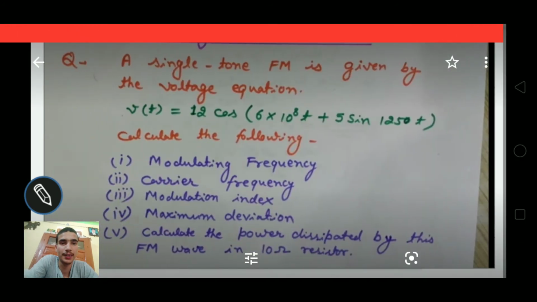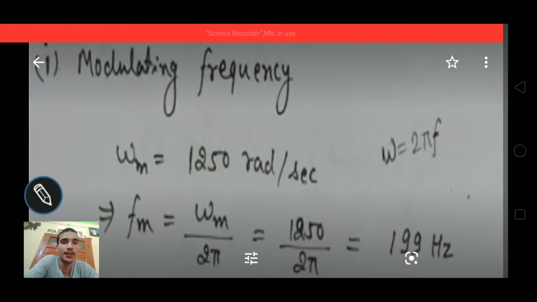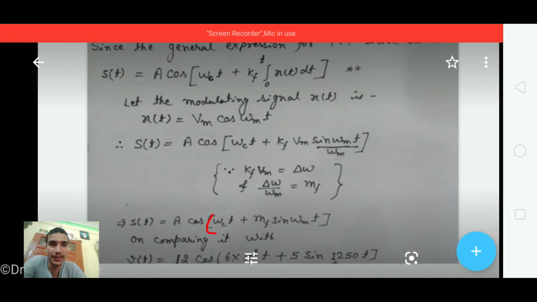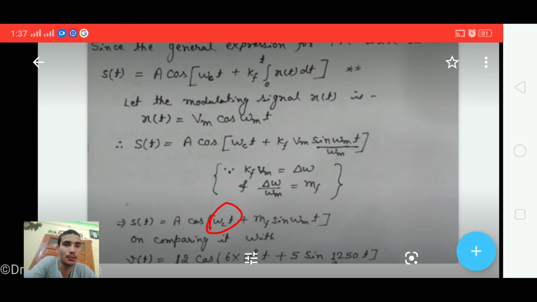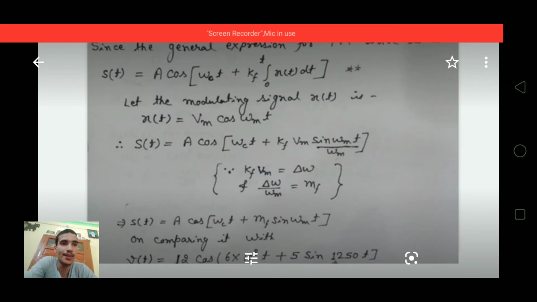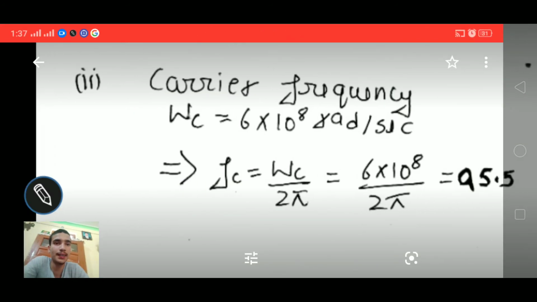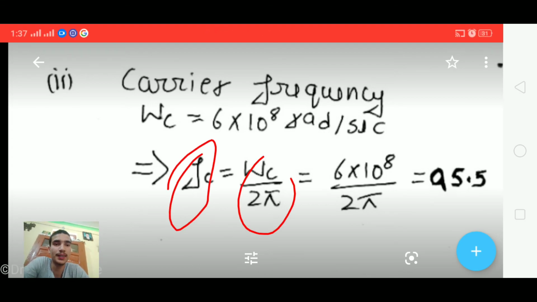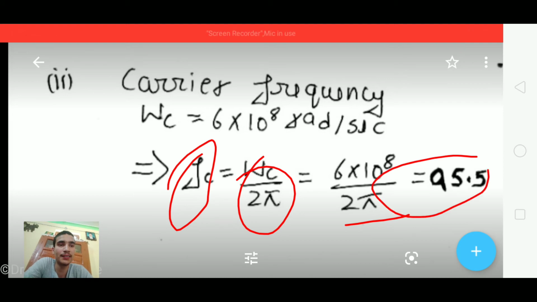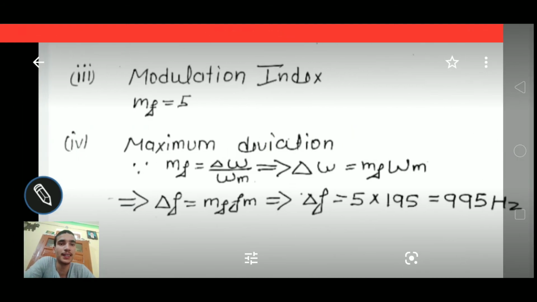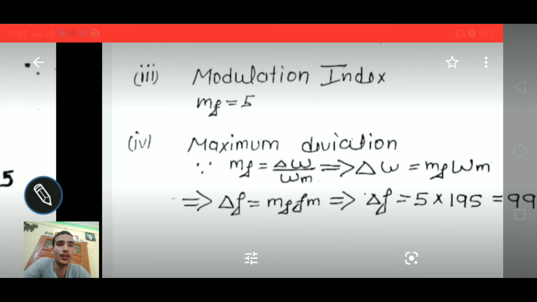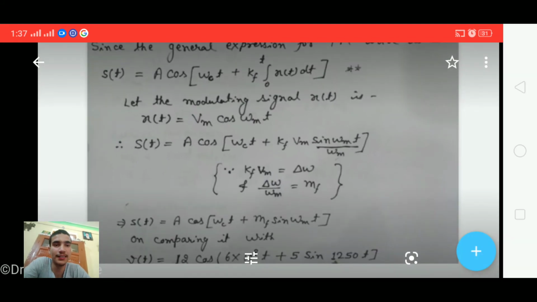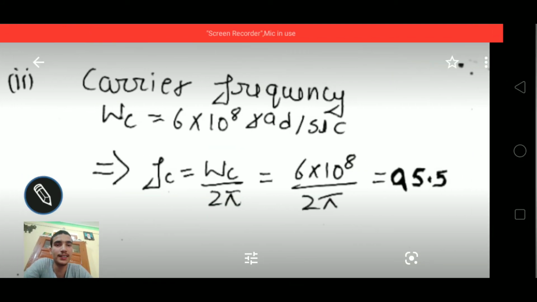Our next part is the carrier frequency. Our carrier frequency omega c is 6 × 10^8 radian per second. For finding the carrier frequency we compute omega c upon 2π, and by calculating we get 95.5 hertz. Next we have to calculate the modulation index, which is clearly given as 5, so our answer is 5.